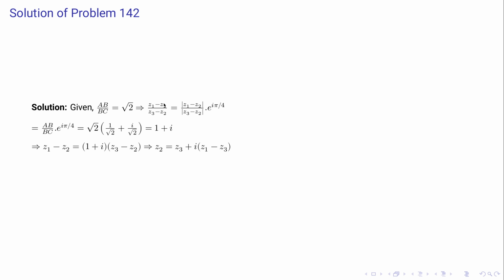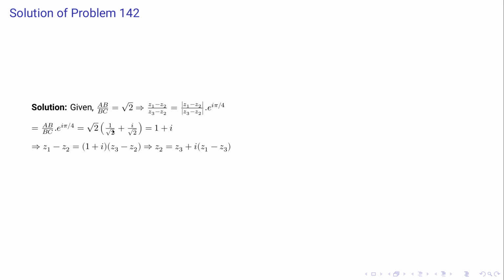Thus, for that angle, we can say that Z1 minus Z2 by Z3 minus Z2 is equal to mod of Z1 minus Z2 by mod of Z3 minus Z2 into e to the power I pi by 4. Now this mod of Z1 minus Z2 is nothing but AB, and mod of Z3 minus Z2 is nothing but BC. So we substitute that and put the value of square root of 2, and we expand e to the power I pi by 4, which would be cos pi by 4 plus I sin pi by 4, which we have written as 1 by root 2 plus I by root 2.